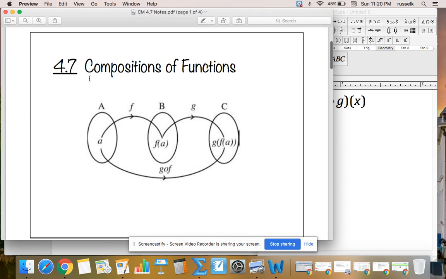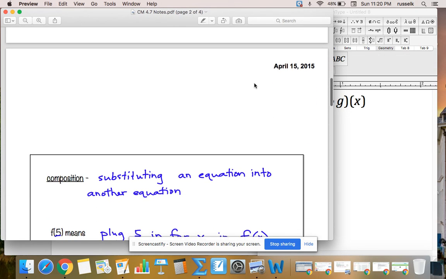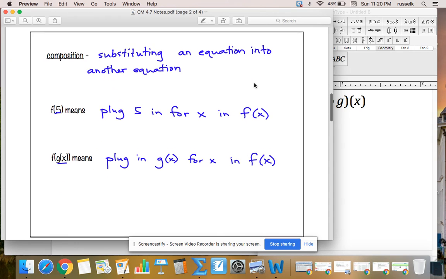Today we're going to look at section 4.7, compositions of functions. A composition is basically when we substitute one equation into another equation. So we're going to take x out and plug an entire equation in for that x and then simplify. We learned in the last section that when they write f of 5, that means they want us to take x out and put 5 in its spot and then simplify as much as we can. We're going to apply that same concept, but now we're not going to have just a number that we're plugging in. We're going to have a different equation.